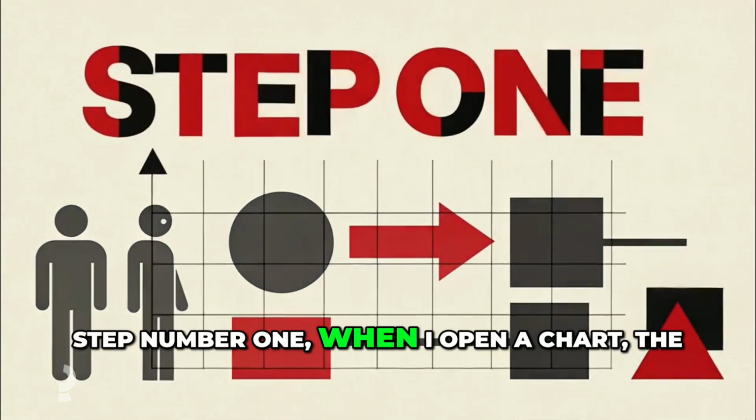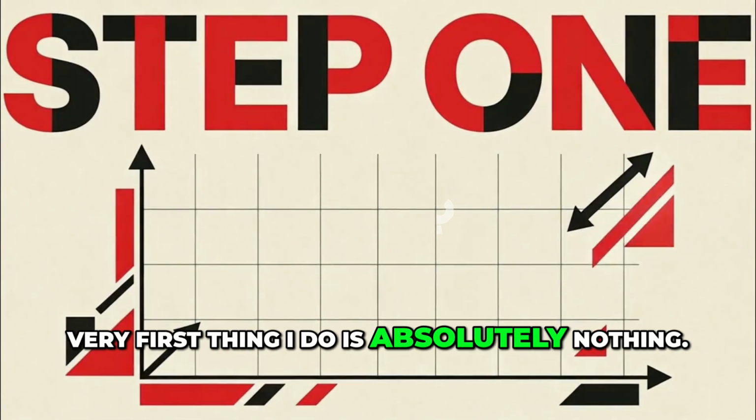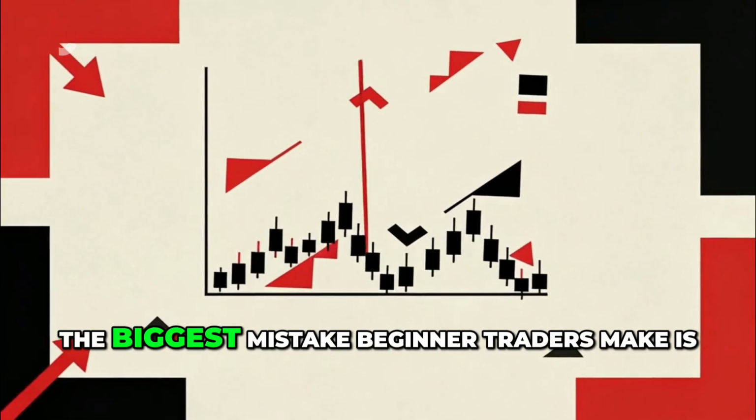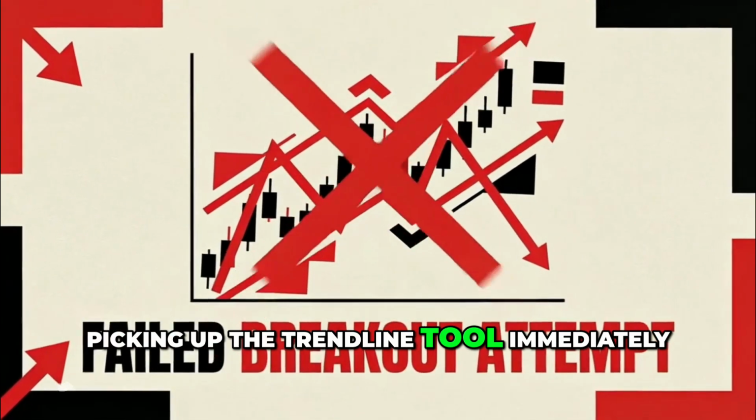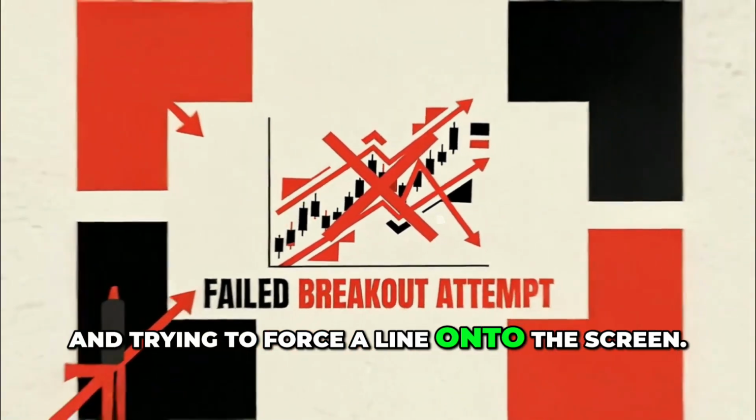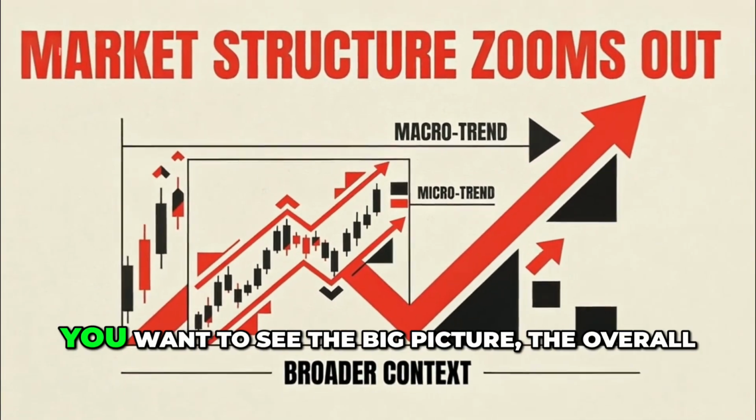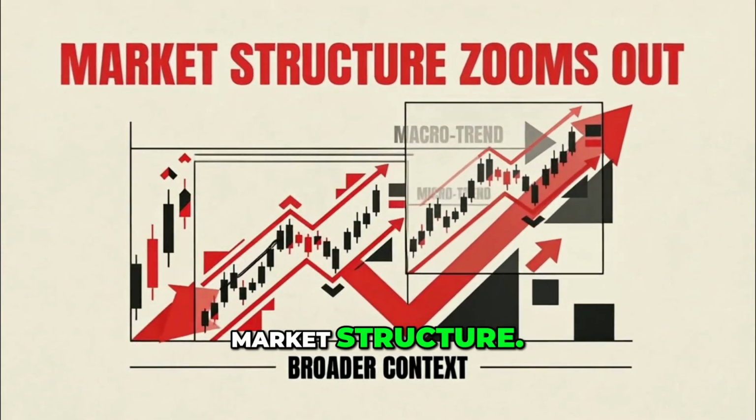Step number one: when I open a chart, the very first thing I do is absolutely nothing. I don't draw any lines yet. The biggest mistake beginner traders make is picking up the Trendline tool immediately and trying to force a line onto the screen. Instead, you need to zoom out. You want to see the big picture, the overall market structure.